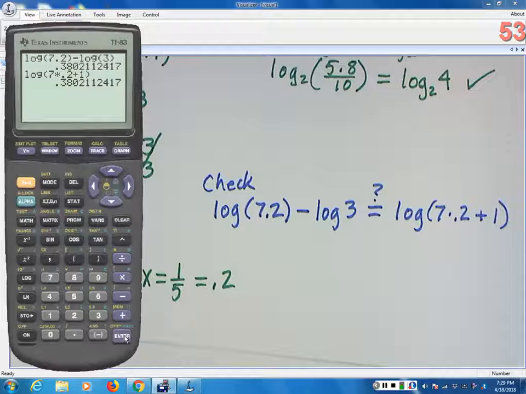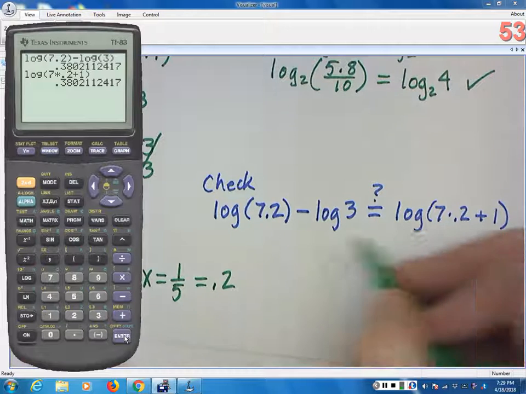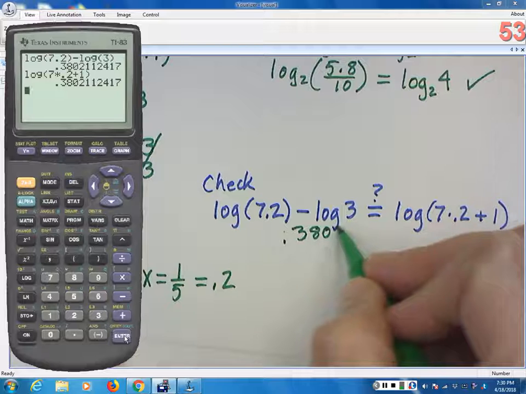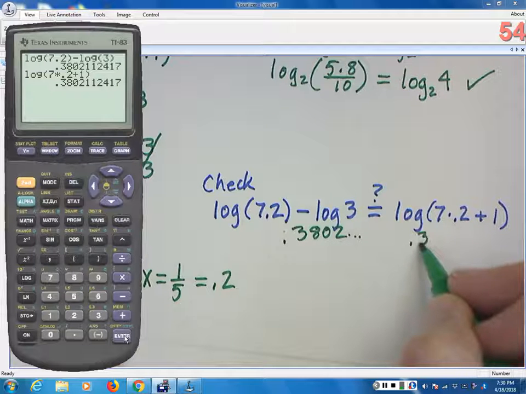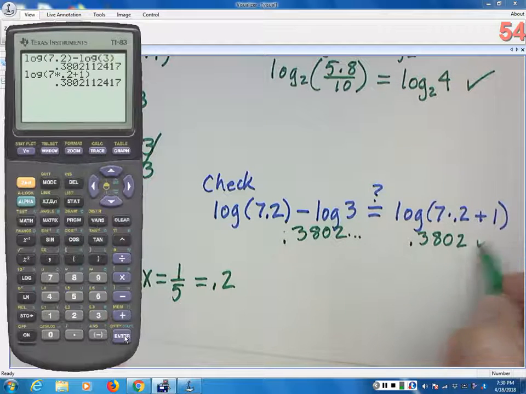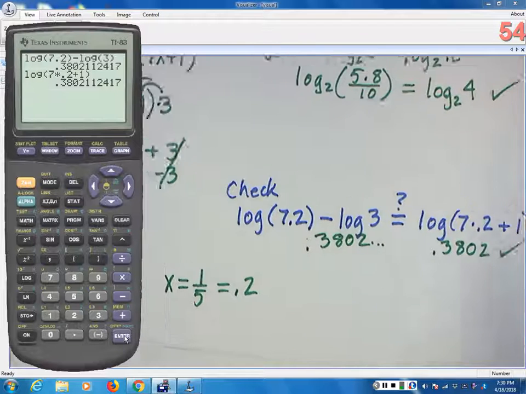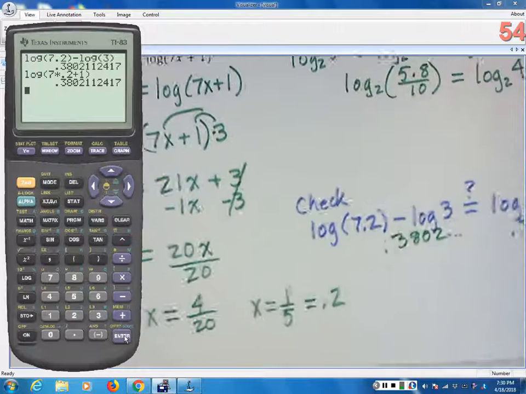So that equals 0.3802. So you should always check. Okay. We have one more page for this section. This is it. Any questions on that?